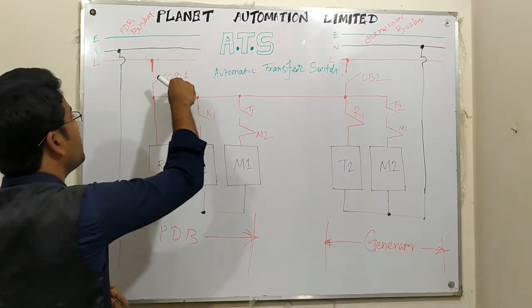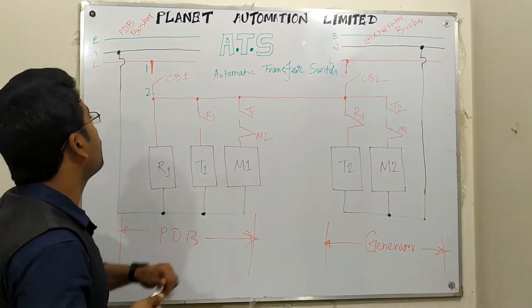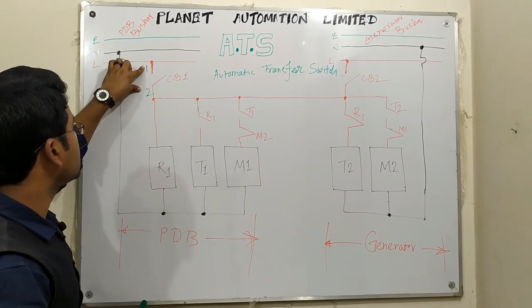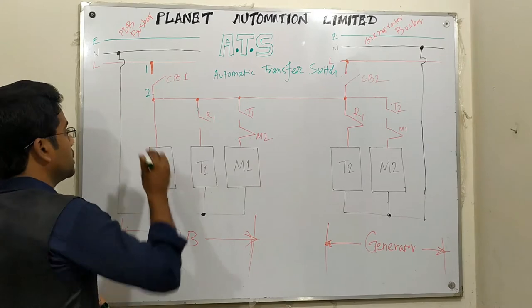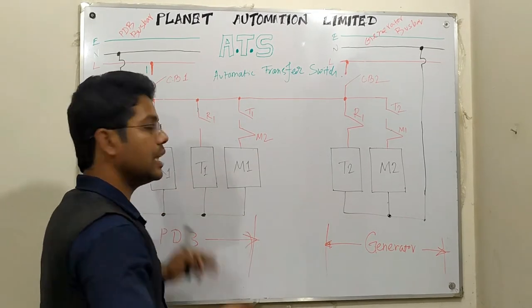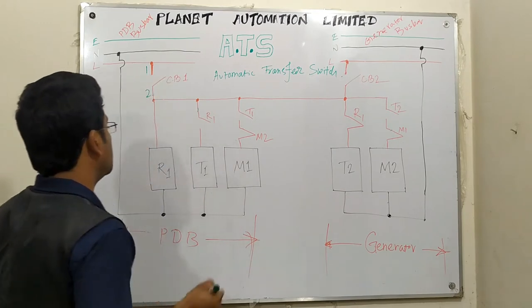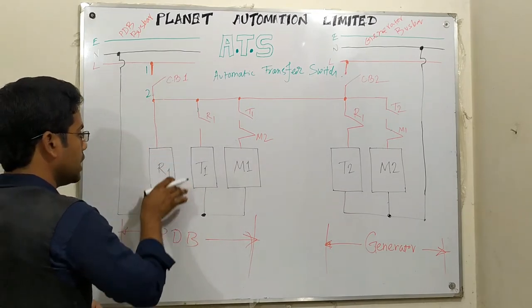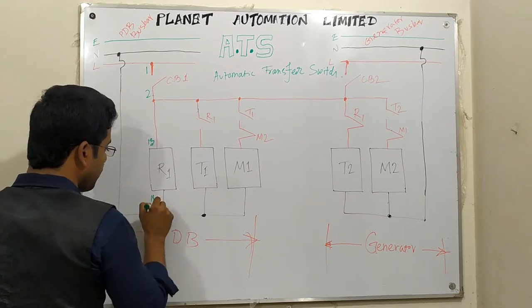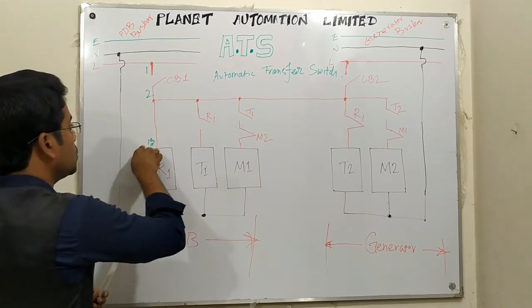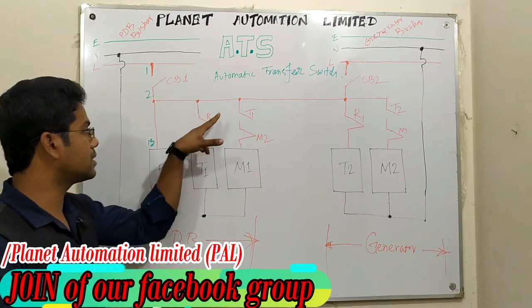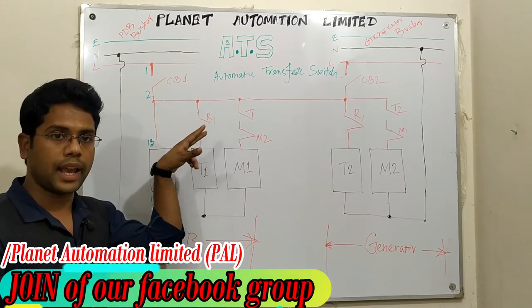So friends, this is the CB, the circuit breaker of the PDB. When the PDB is on, its circuit breaker is connected and goes directly to the relay. In the whole circuit I used relay 1. This is the relay coil, rectangular in shape, with terminals 13 and 14. These two are the relay contacts. When the relay is on, its contact will be NC.